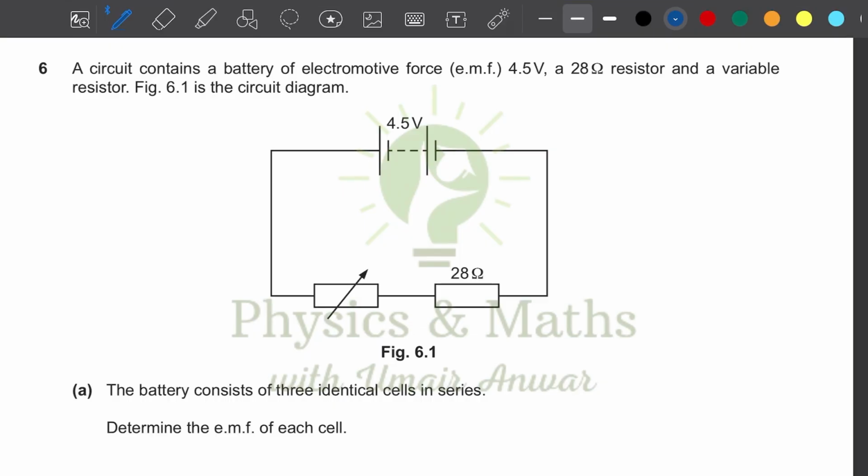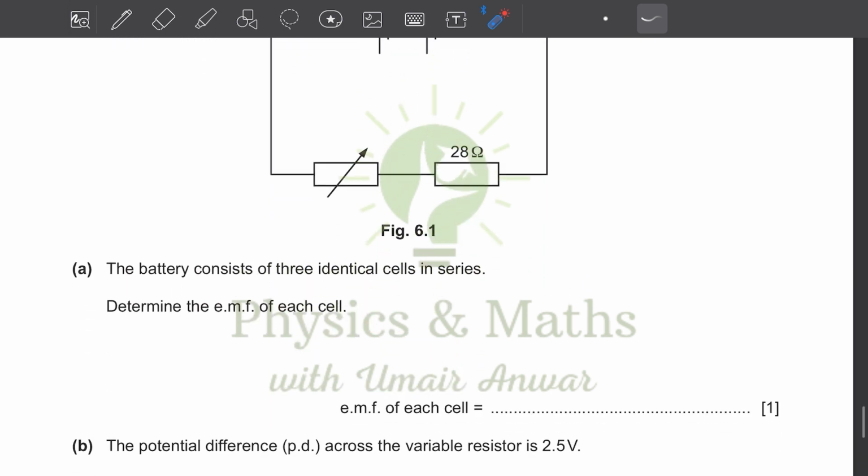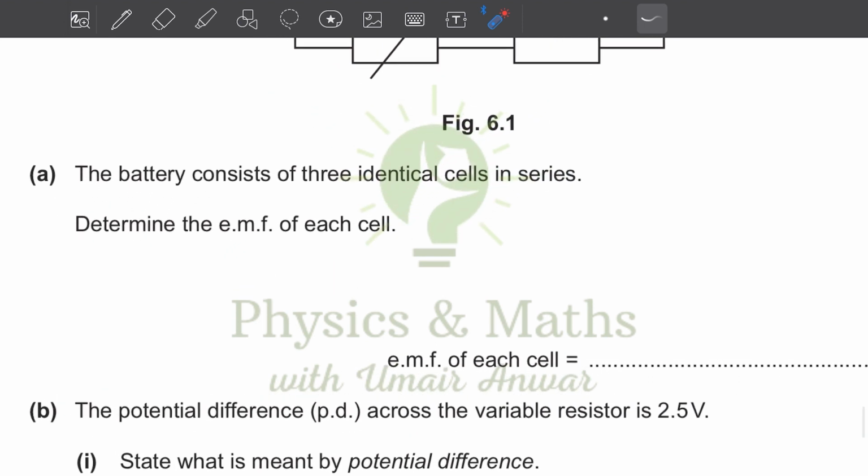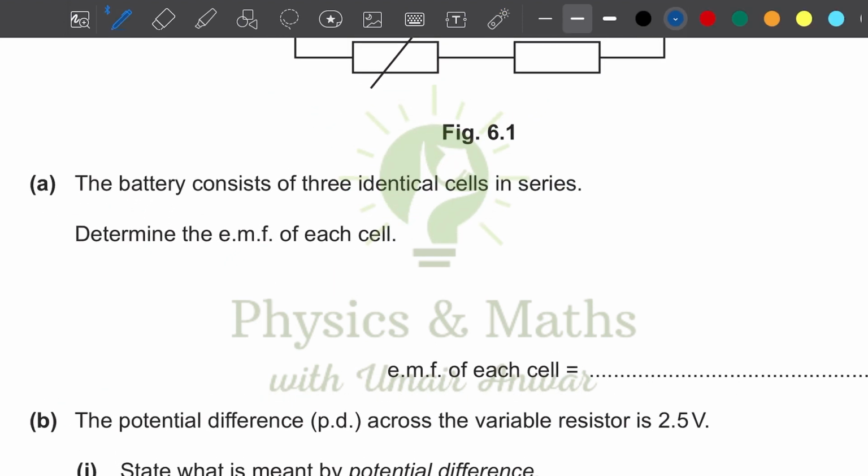Welcome to this tutorial. I'm solving question number 6 of paper 2-1 October-November exam series of 2021. The topic of this question is current electricity. The question says a circuit contains a battery of electromotive force EMF 4.5 volts, a 20 ohms resistor. So we have an EMF source where more than one cell is connected, and a 28 ohms resistor and a variable resistor whose resistance could be varied. Figure 6.1 is the circuit diagram. The battery consists of 3 identical cells in series. Determine the EMF of each cell.